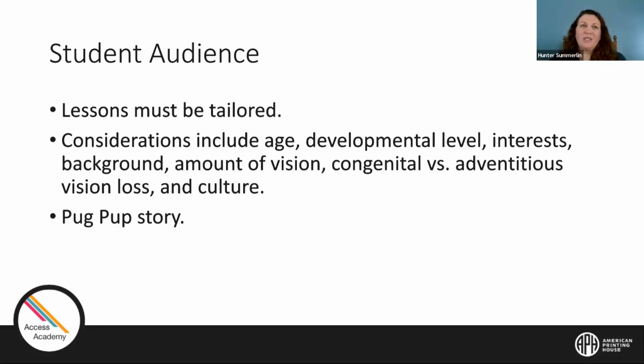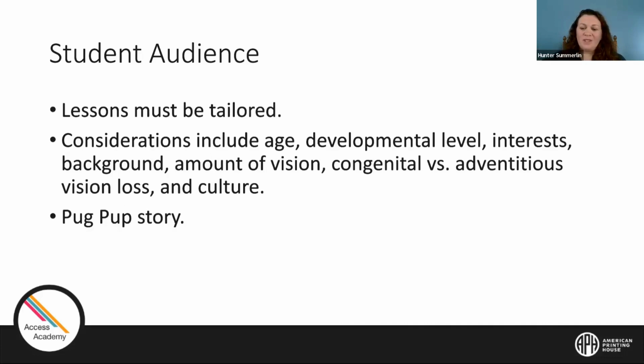Culture is really interesting. It affects so much of our day, and it affects our learning and our teaching practice. So acknowledging the student's culture and exploring that, if it's not something that's familiar to you, is an opportunity for Braille literacy to be tailored to that individual.